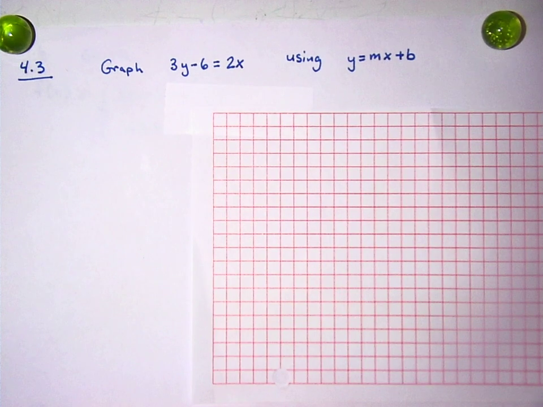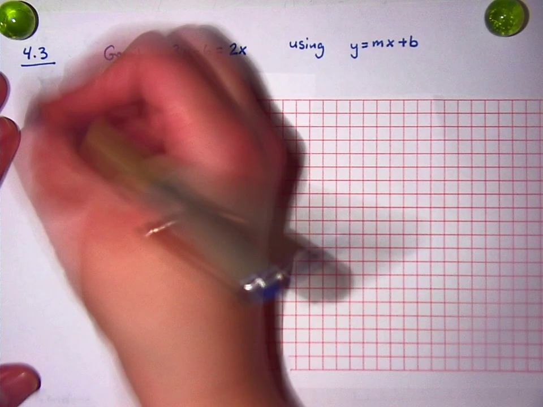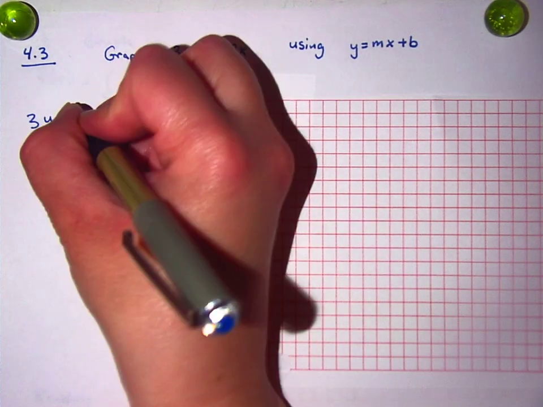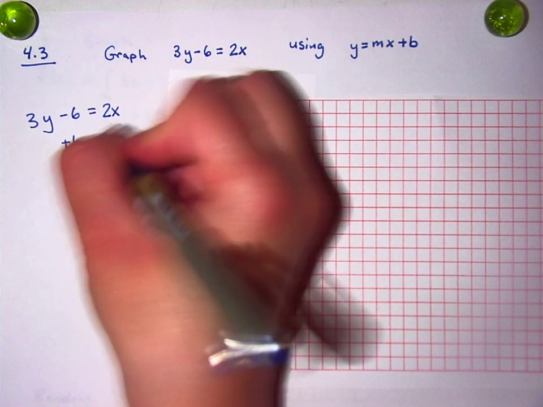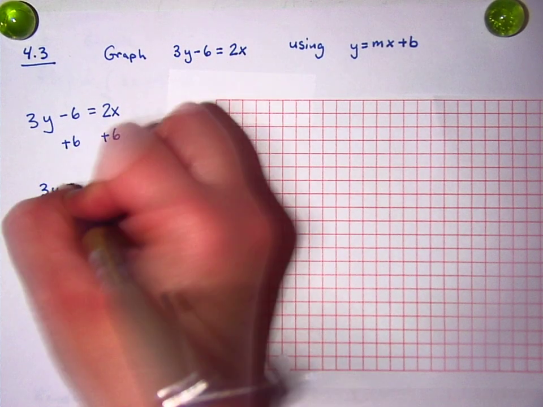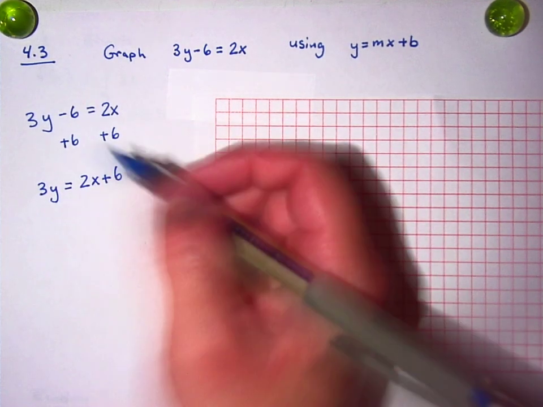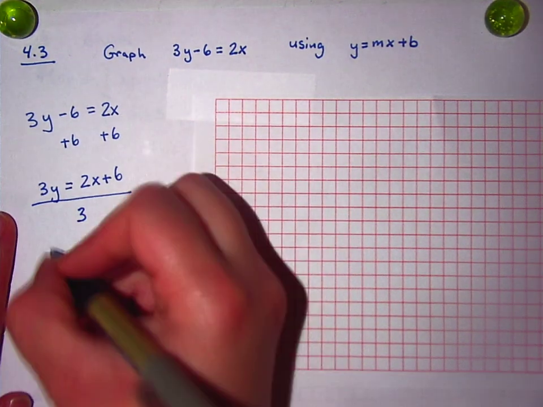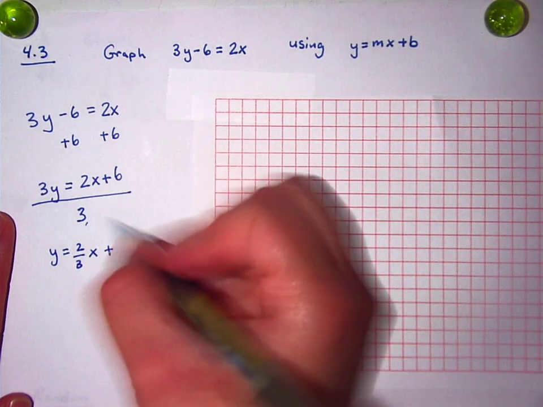3y minus 6 equals 2x using y equals mx plus b. Now the problem is that this one doesn't look like y equals mx plus b. So the first thing we have to do is solve for y to make it look like that. So I've got 3y minus 6 equals 2x. To get y by itself, the first thing I'm going to do is add 6 to both sides. That's 3y equals 2x plus 6. And then, to get y by itself, I'm going to divide by 3 for all of it. So that's y equals 2/3 x plus 6 divided by 3 is just 2.